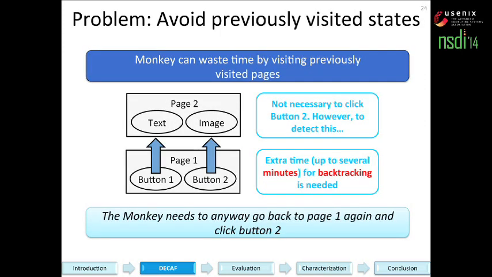Another problem that limits the scalability of the monkey is that the monkey can waste time by visiting previously visited pages. In this example, in page 1, clicking either button 1 or button 2 can lead you to the same page 2. If the monkey knows that button 2 leads to page 2, it can avoid clicking it. The alternative is just to click button 2 and then backtrack to page 1. However, as discussed in the paper, backtracking takes actual time and sometimes may even take up to several minutes.